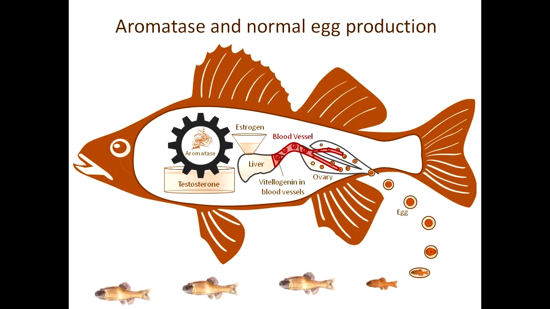So this estrogen goes into the liver and provides the liver the ability to generate vitellogenin, which is incorporated into the bloodstream. From the bloodstream, it goes to the ovary and facilitates the normal egg production.